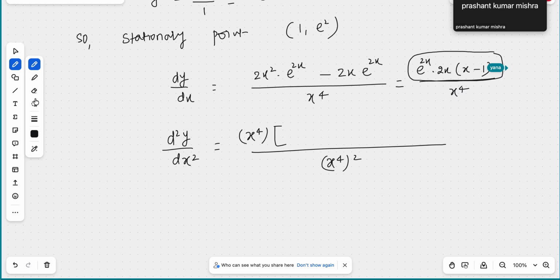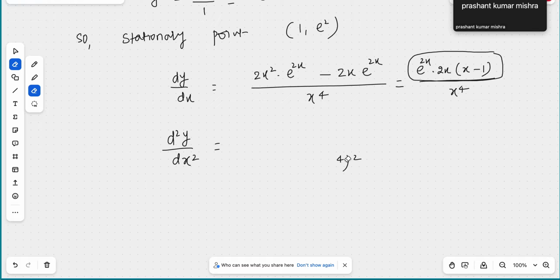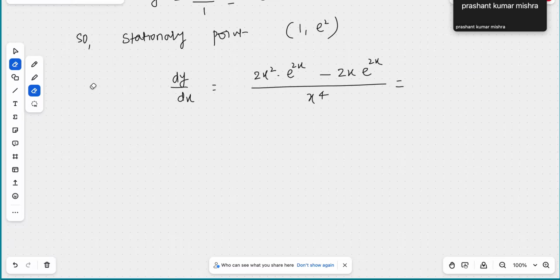Let's take e raised to the power 2x. We need to simplify it. Because it is a little bit complicated, the better way is that we can simplify it first. How can we do that?